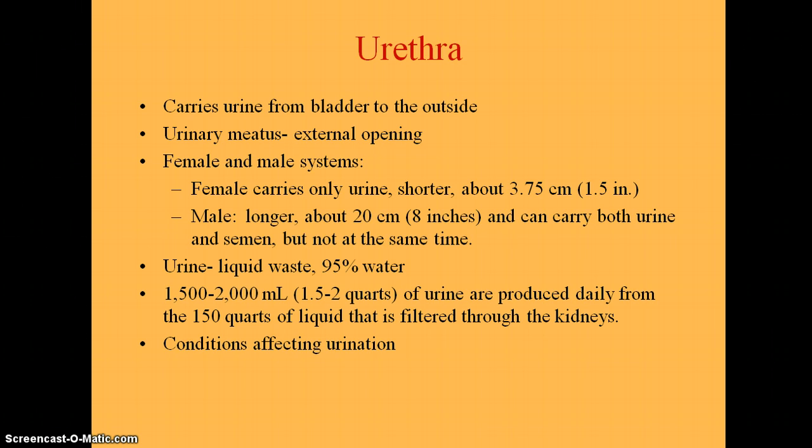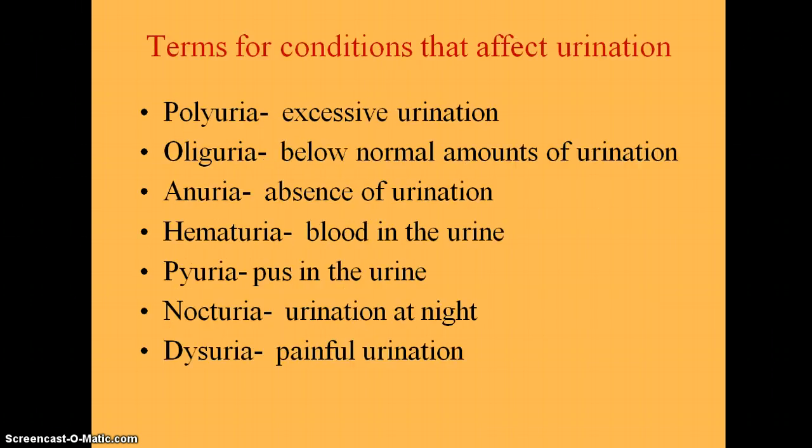All right, now there are some conditions that affect urination, and we're going to go over those terms. If you have excess urination, that's a lot of urination, or polyuria. Below normal amounts of urination, you're not producing enough urine, it's oliguria. Absence of urination, anuria, where A means absence or none. Hematuria, hema, blood in the urine. Pyuria, PY, is a prefix indicating pus in the urine. Nocturia, NOCT, indicates night or urination at night. Dysuria, DYS, indicates painful or uncomfortable urination.